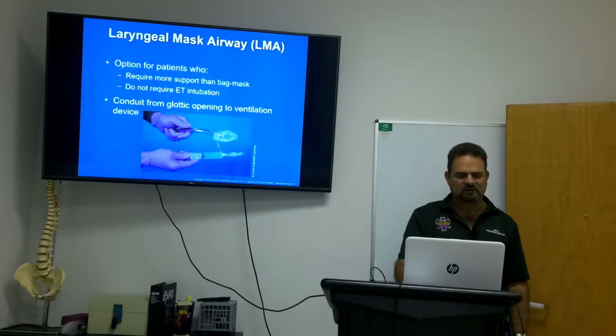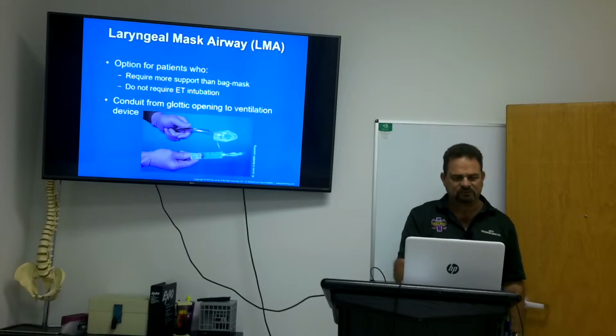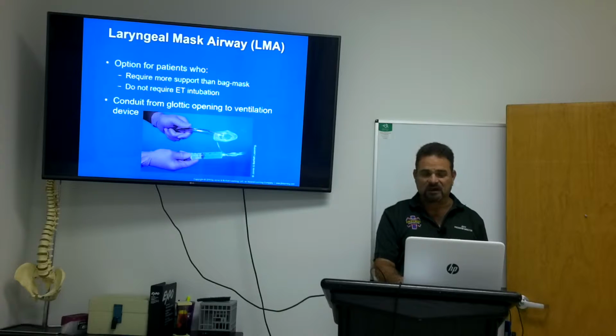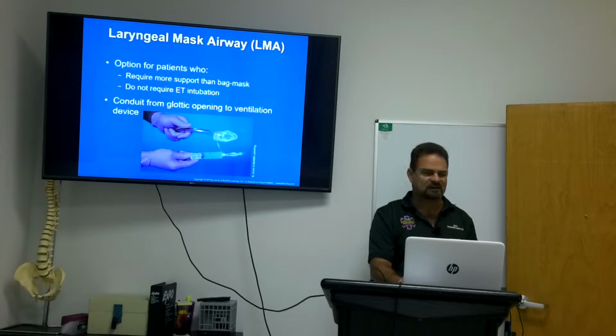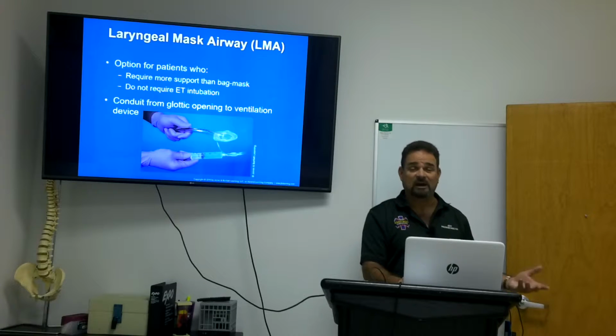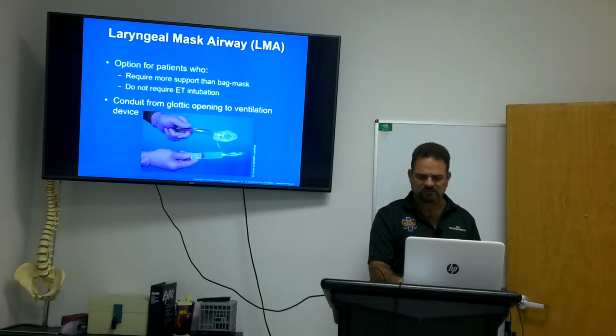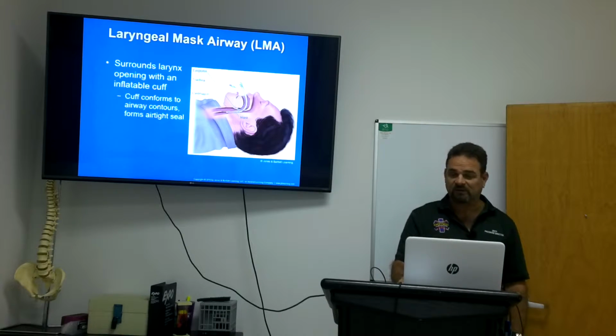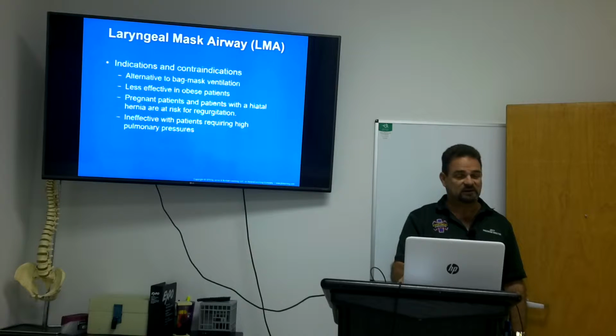The laryngeal mask airway, or LMA, is an option for patients who require more support than a BVM. They don't require ET intubation. They provide a good conduit to the glottic opening, and it's a less invasive procedure. It's used a lot in outpatient stuff, like if you're going to have a colonoscopy or something that's going to be outpatient type of sedation where they want to secure your airway. It surrounds the laryngeal opening with an inflatable cuff. The cuff conforms to the airway and contours to form a very airtight seal so you can ventilate.